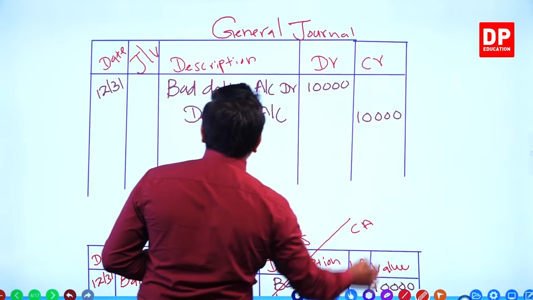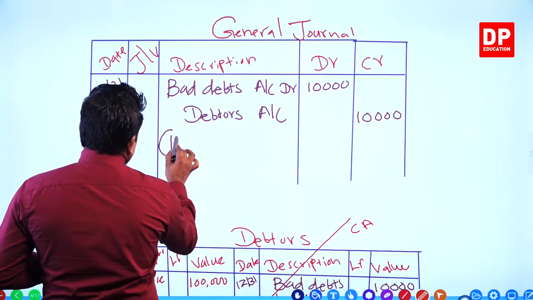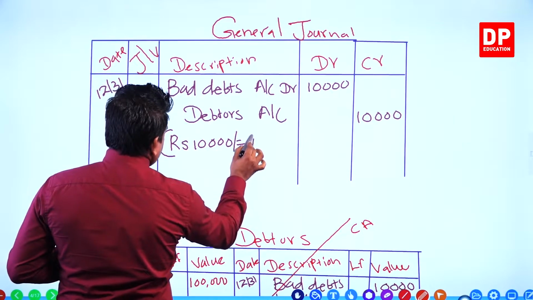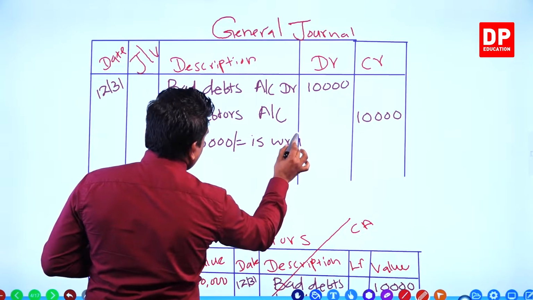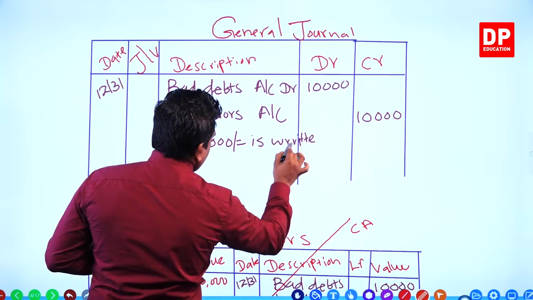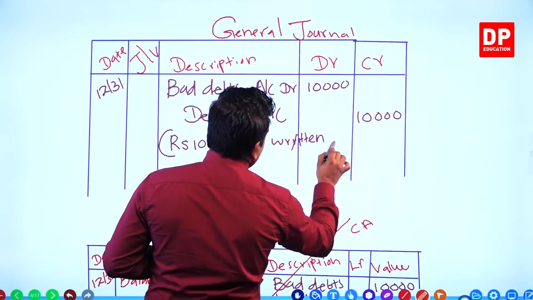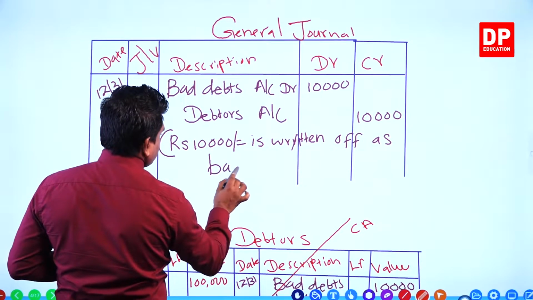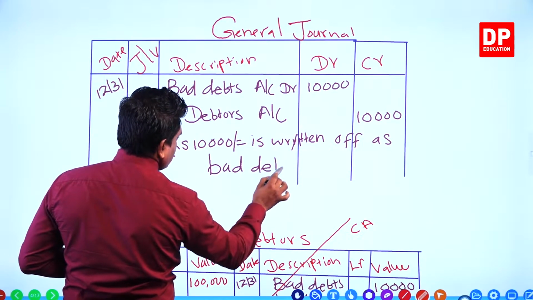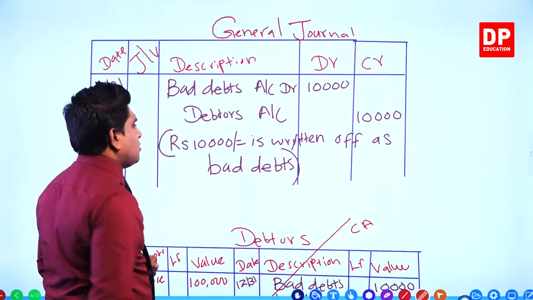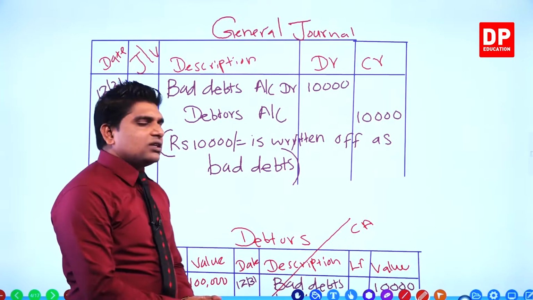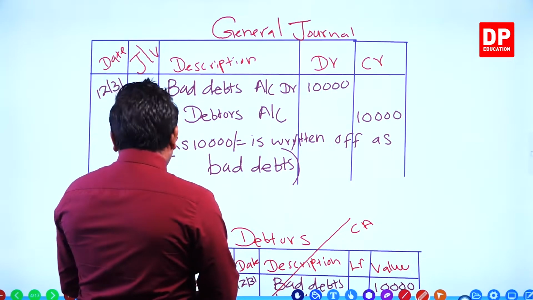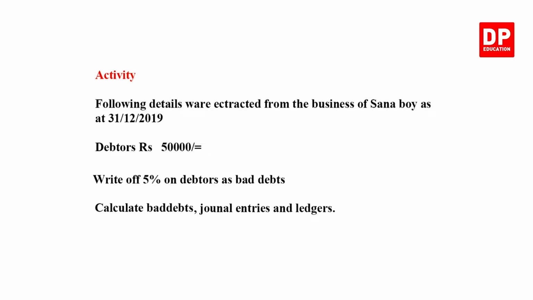Now you write the narration. 10,000 rupees is written off as bad debts. Right? That is the method. I think you understood well. Now we can go to the next slide.